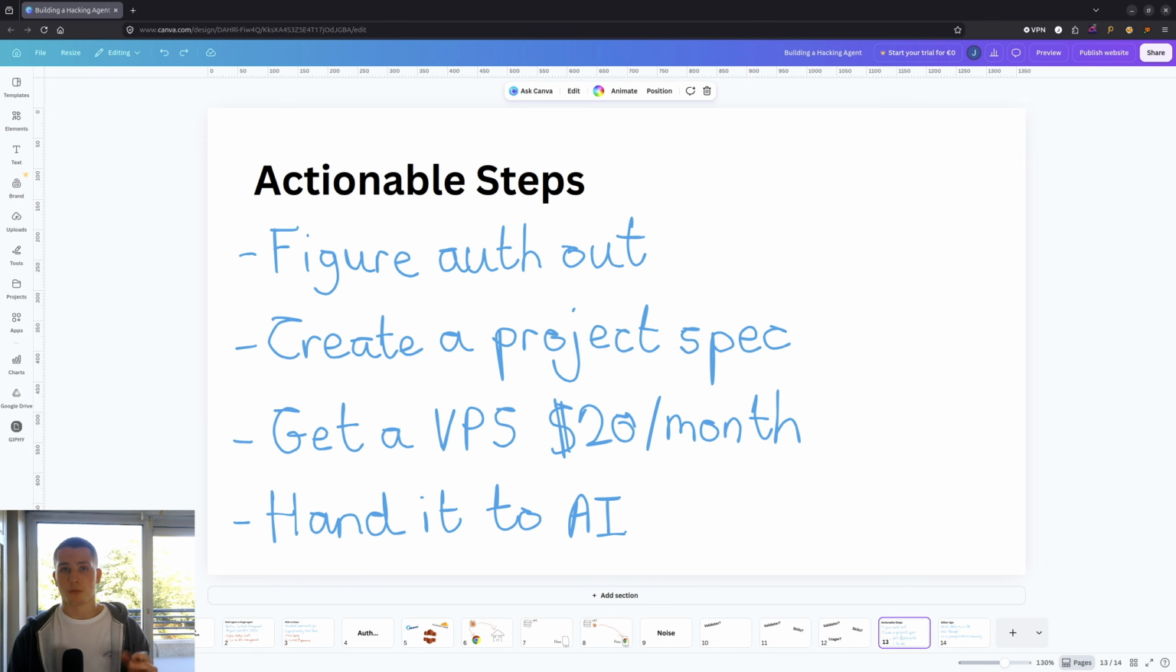Like literally just call it project.md or something, and then just put all of the things that you want the hackbot to do in there. So I would put that I want this auth to work this specific way. I want this auth to work on the Chrome DevTools protocol. Here's my credentials for both VPS and the computer. Set it up that way.